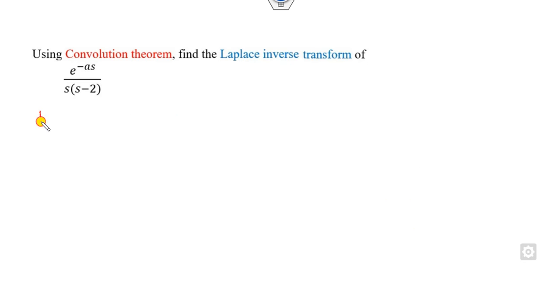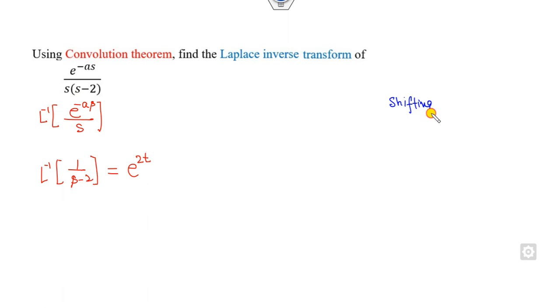Okay, look at this another one. I have to break this again: e raised to power minus as over s and s of s minus 2. This part is easy. Fine. How can you find the Laplace inverse of the exponential part? That is always the shifting second theorem. Fine. What is the shifting second theorem?